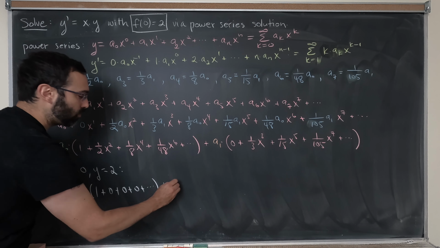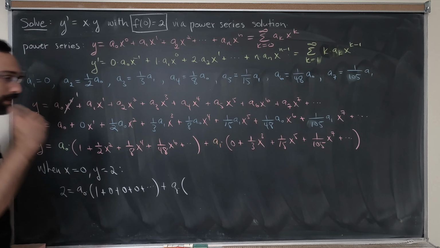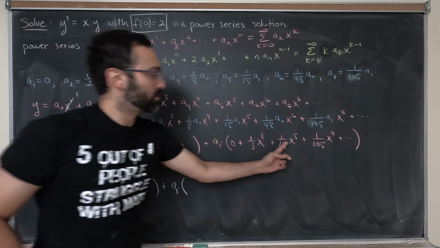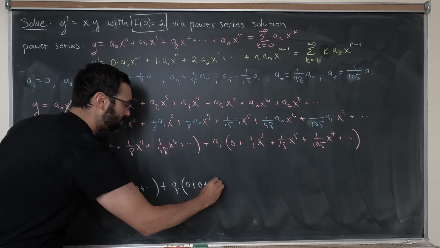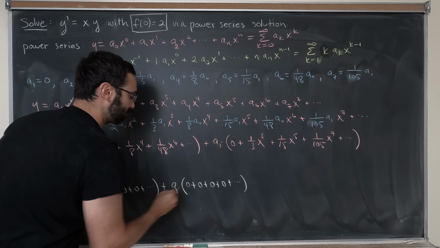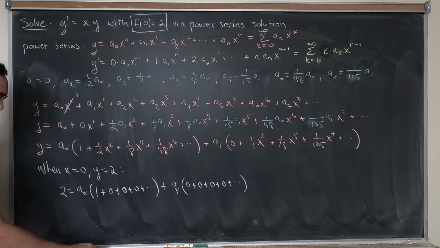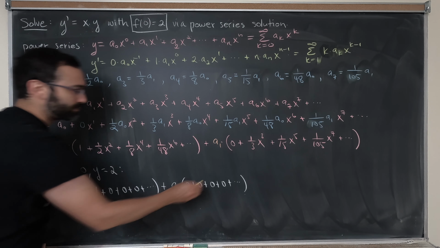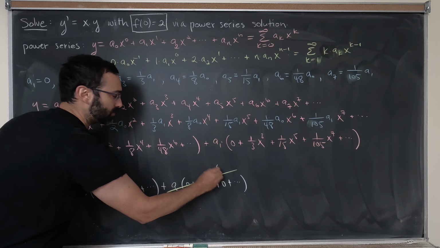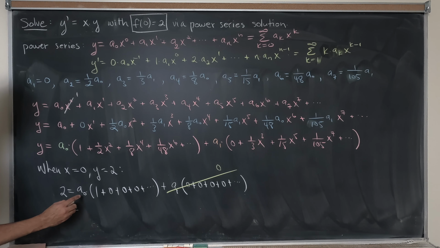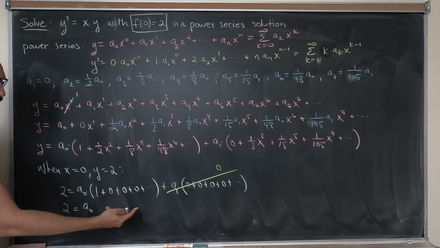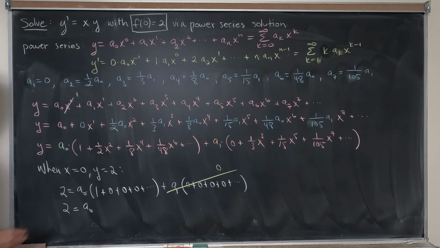Plus a1 times, well, same thing. When we plug in 0, we get zeros all throughout. So 0 plus 0 plus 0 plus 0, etc. So this entire term right here is 0. And over here we have 2 equals a naught times, well, 1 plus a bunch of zeros is just 1. So a naught times 1 is just a naught. So we now have a naught.